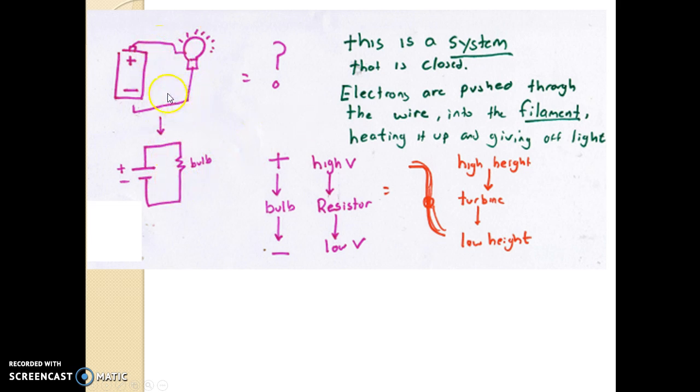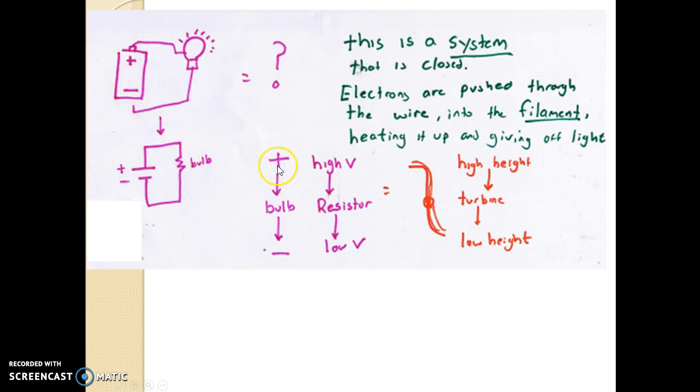Now I want you to understand this is a closed system. Electrons are being pushed through the wire, then pushed through the filament of the bulb. That filament gets hot, gives off light. It does not actually give off electrons, so the electrons stay in the system. So if 100 electrons leave this end, 100 must eventually end up in this end.